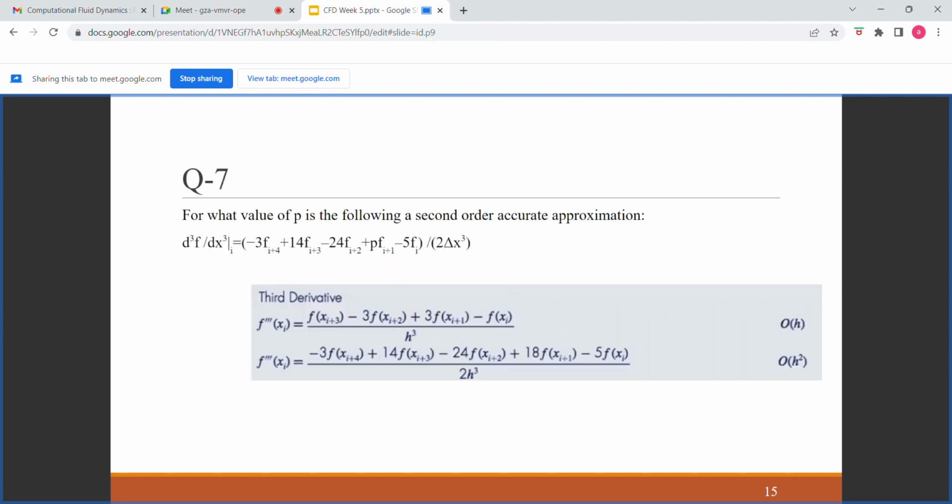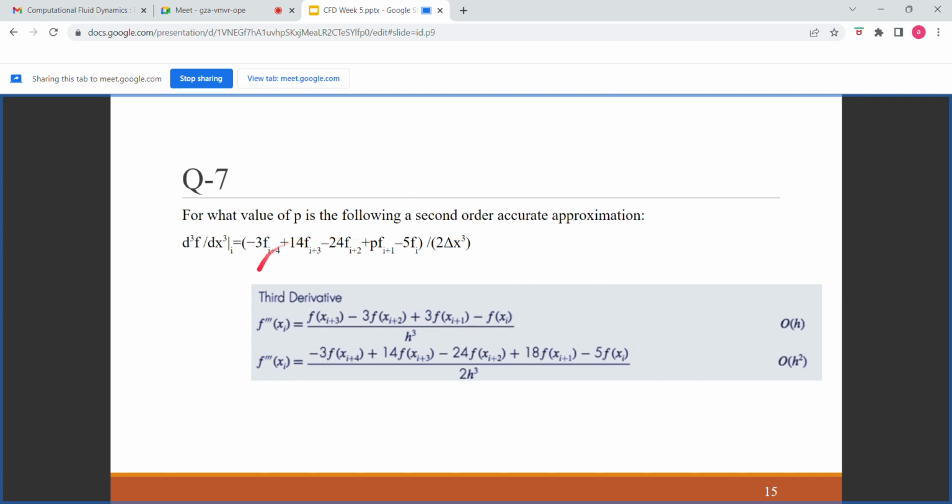For what value of P is the following a second order accurate approximation? So it is given that d cube f by dx cube is equal to minus 3 f of i plus 4 plus 14 f of i plus 3 minus 24 f of i plus 2 plus P of f of i plus 1 minus 35 f of i, divided by 2 delta x cube. So this is a third order derivative and it is given it is a second order accurate approximation.